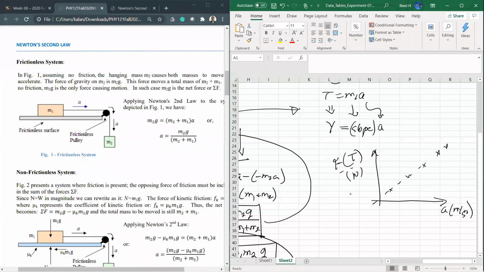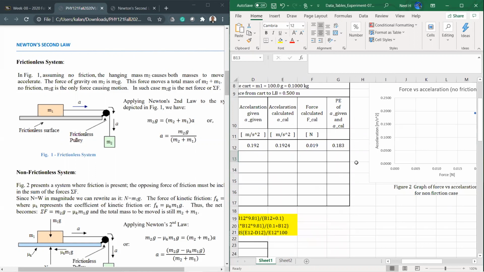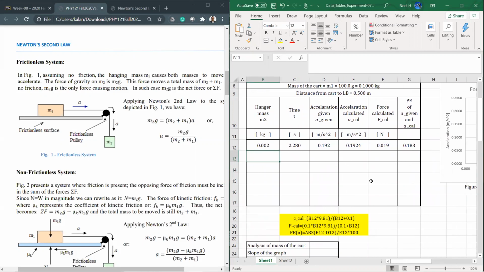Then you're going to get a data set something like this. If I do the trend line, the slope of the trend line should be able to predict the mass of cart one. So the mass of cart one I can calculate by just knowing the slope of this graph. That's the plan for the second objective of this part. As we collect the data, you will see the graph appear, force versus acceleration, and by using its slope we can calculate the mass of cart one. Okay, that's the plan. Question.